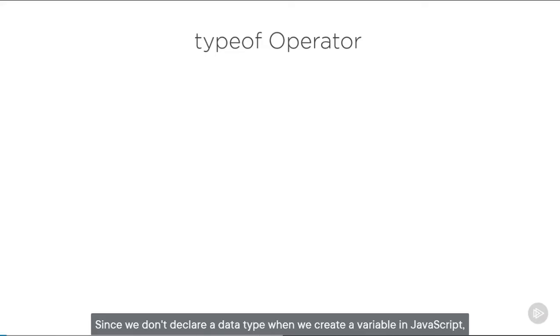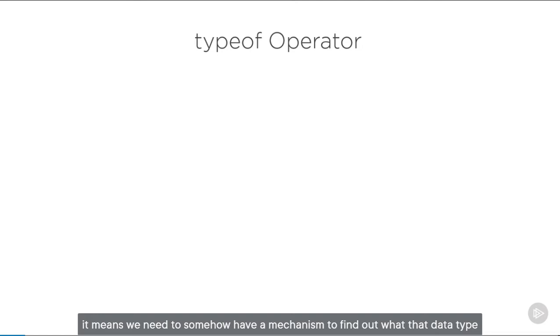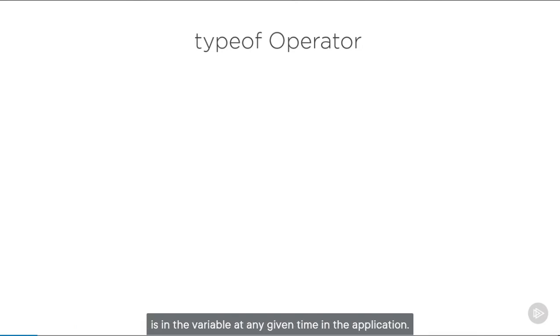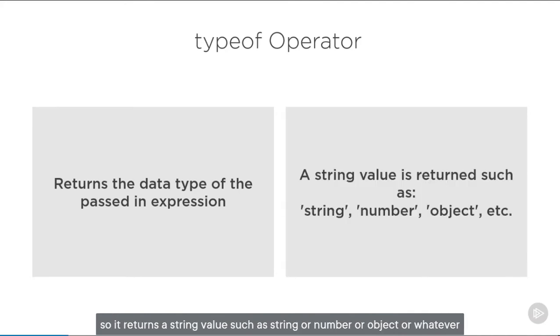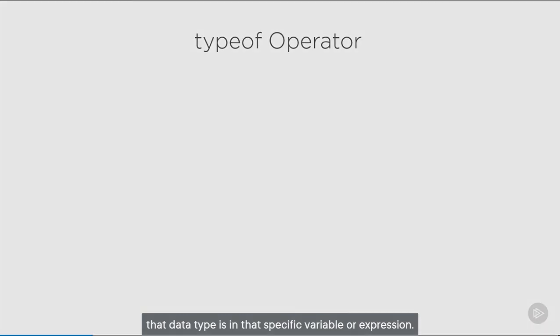Since we don't declare a data type when we create a variable in JavaScript, we need some mechanism to find out what the data type is in the variable at any given time in the application. We can use the typeof operator to do that. It returns the data type of the passed-in expression. So it returns a string value such as string or number or object, whatever the data type is in that specific variable or expression.